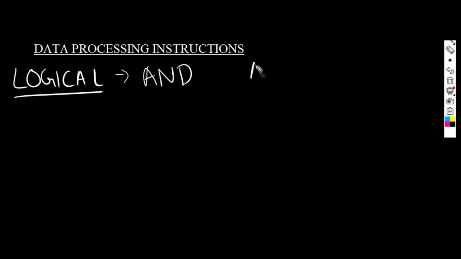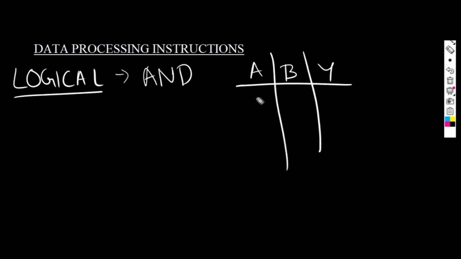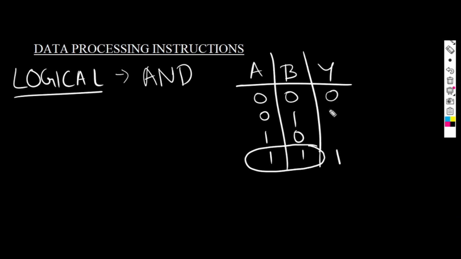The logic of AND is that if you consider any two bit inputs A and B, let's take all possible combinations here. Output will be 1 only if both the inputs are 1. In any other case output will be 0. If you know this, there is nothing extra you need to know in order to perform bitwise AND operation.